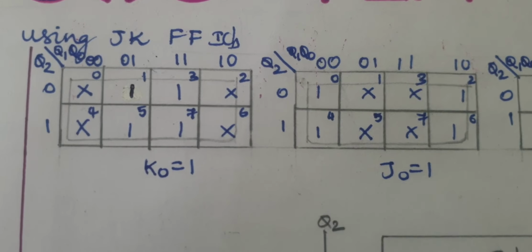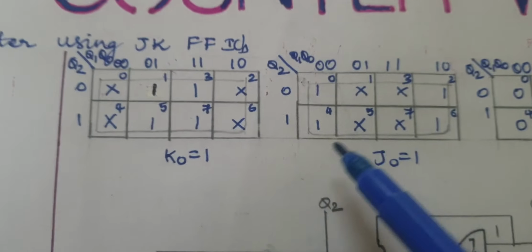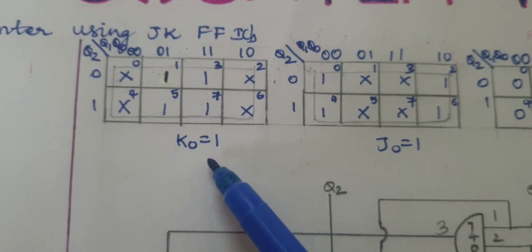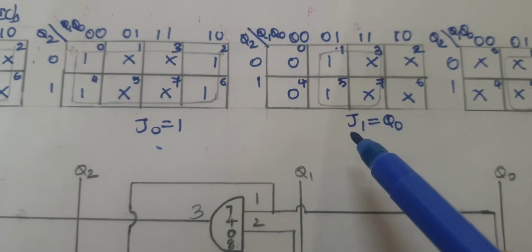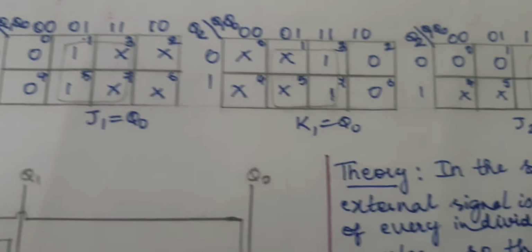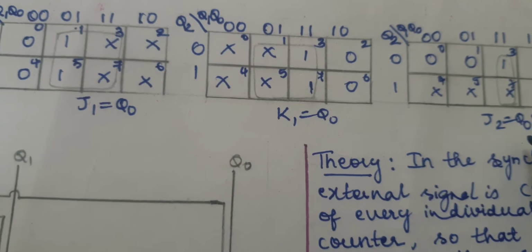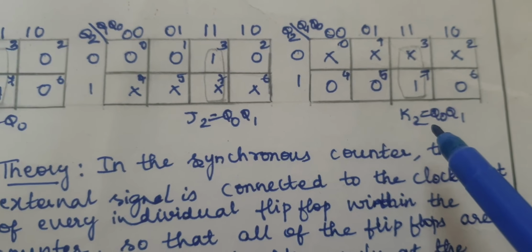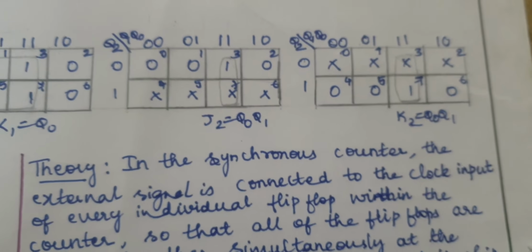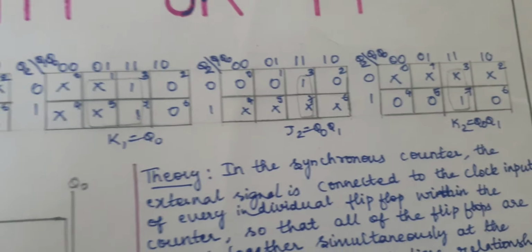If I plot the K-map for K0, I am having these values. If I plot these values, the answer which I have got for K0 is 1, J0 is 1, J1 is Q0, K1 is Q0, J2 is Q0 Q1, and then K2 is Q0 Q1. I hope you have understood how to plot the K-map for each value.